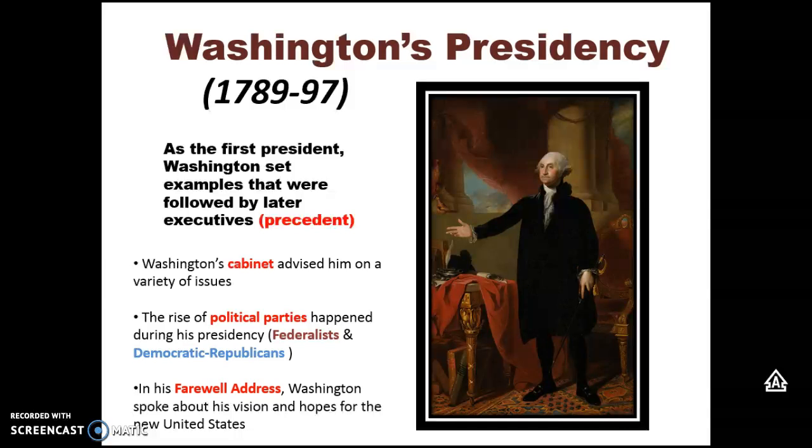As the first president, Washington set examples that were followed by later executives, which is called precedent. You do what the previous people have done or previous laws. That's what precedent means, doing previous.